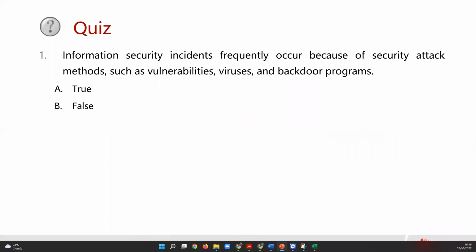Information security incidents frequently occur because of security attack methods such as vulnerabilities, viruses, and backdoor programs. True or false? You can put it in the chat. Maybe put A or B. We'll see which is the right answer.